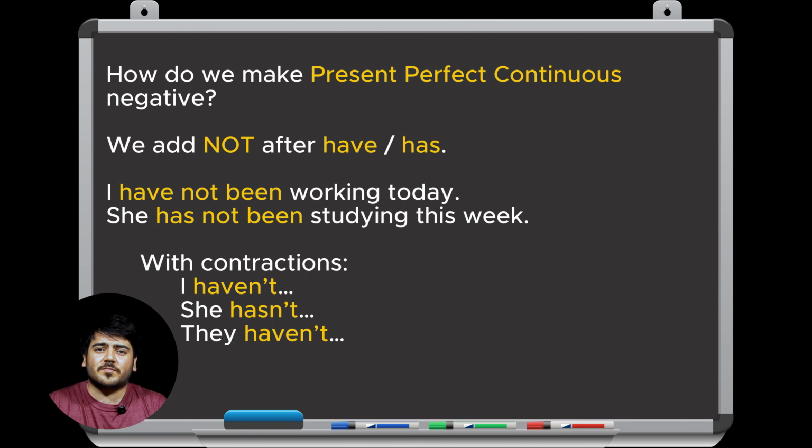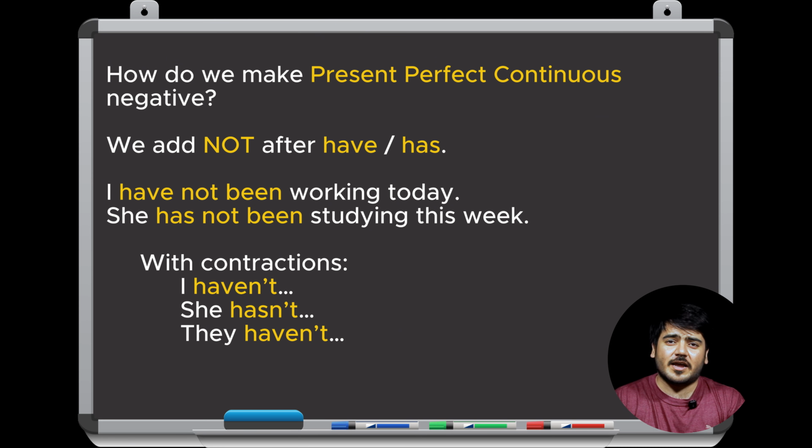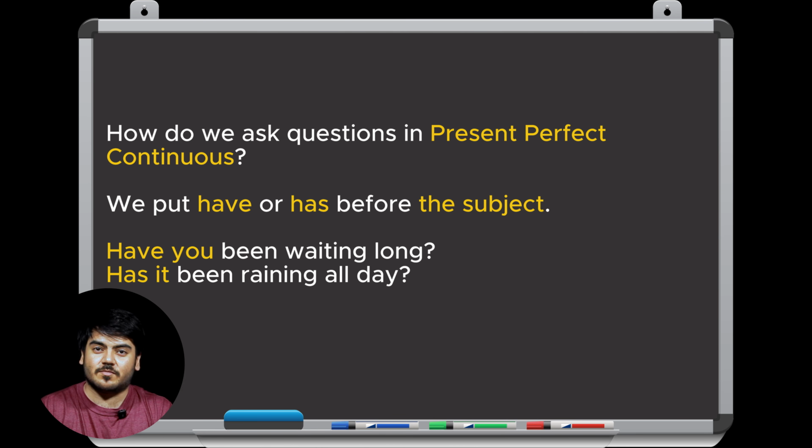How do we make present perfect continuous negative? We add not after have or has, like, I have not been working today, or she has not been studying this week. With contractions, we say, I haven't, she hasn't, they haven't. How do we ask questions in present perfect continuous? We put have or has before the subject, like, have you been waiting long? Or, has it been raining all day?